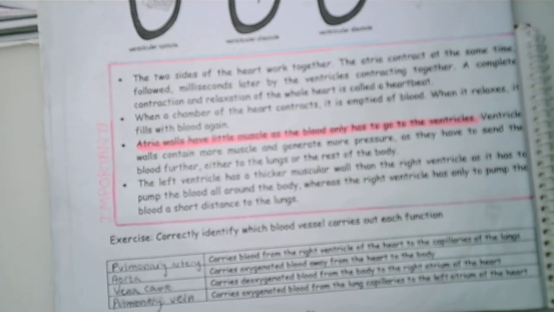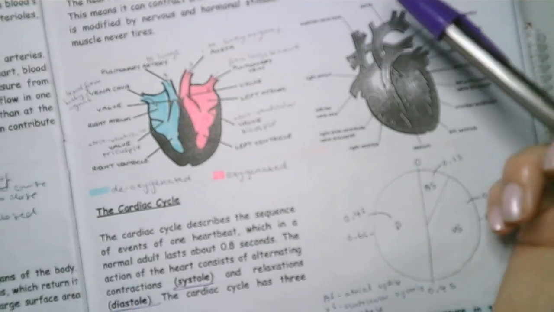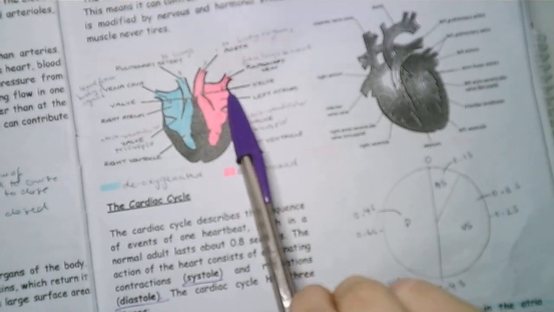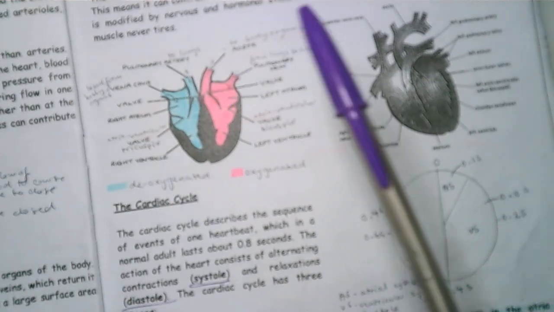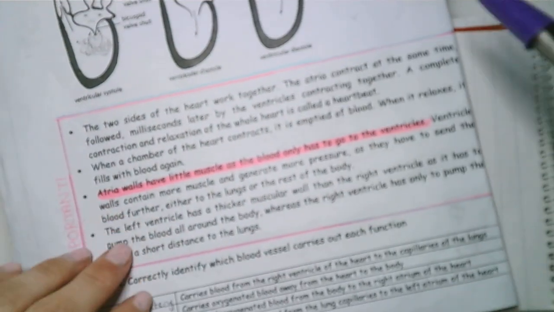You also need to know that atria walls don't have as much muscle because the blood only has to go to the ventricles. You can see that here in this diagram. There's not much muscle around the atria because it's only pushing the blood to this area. It doesn't really need the muscle in that area.